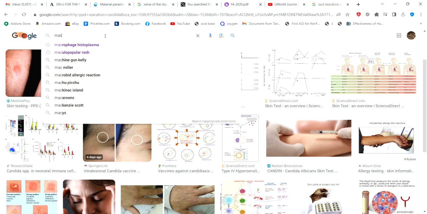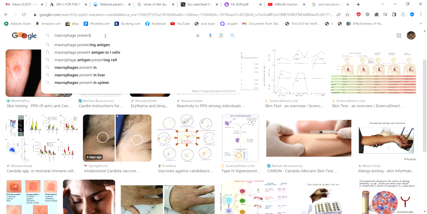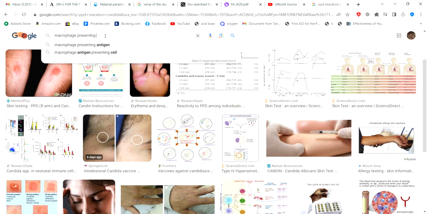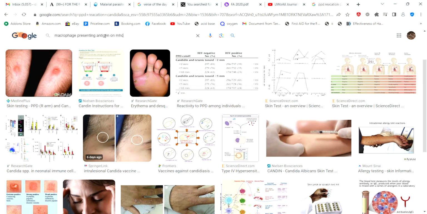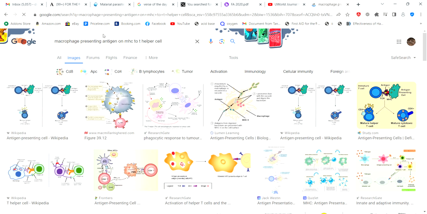Macrophage presenting antigen from MHC2 to T helper.